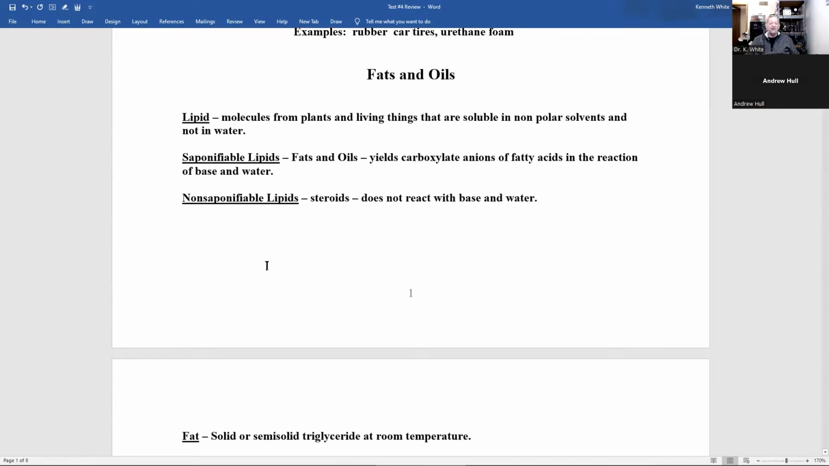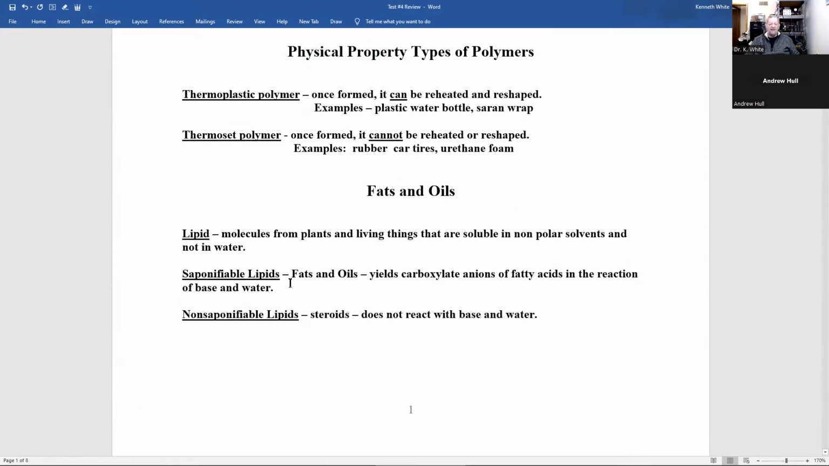Now, there are two types of lipids, saponifiable lipids and non-saponifiable lipids. Saponifiable lipids yield carboxylate anions of fatty acids, plus also glycerin, but they don't put that in the definition, when you react the saponifiable lipid with base and water, alkaline conditions. The molecules that are called saponifiable lipids are fats and oils. So fats and oils, you should know, are saponifiable lipids.